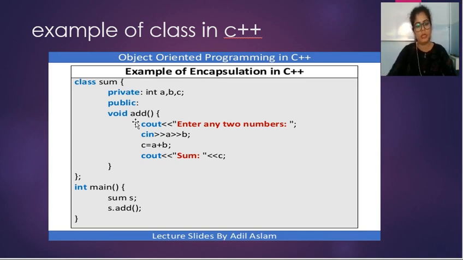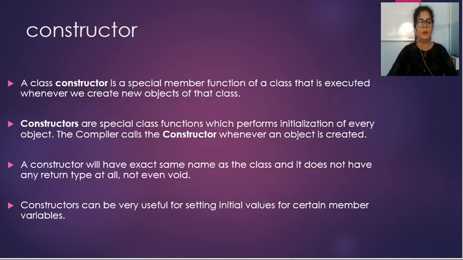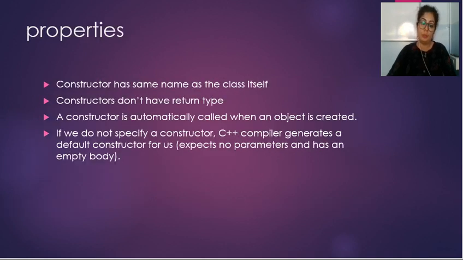Here we can also create a number of member functions in the public section. For example, I have created only one member function, add. I can also create a multiplication function and a division function in the one class. Then I just have to write the statements S dot multiply, S dot division, and the object will call that function. So that was all about how to create a class, how to make use of a constructor, what a constructor is, and what the properties of a constructor are.